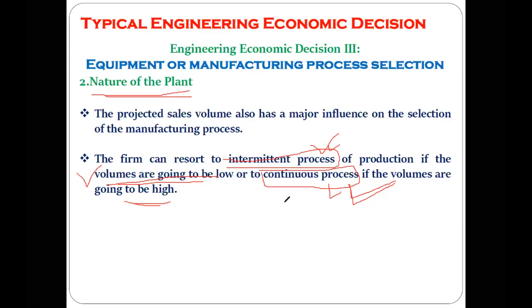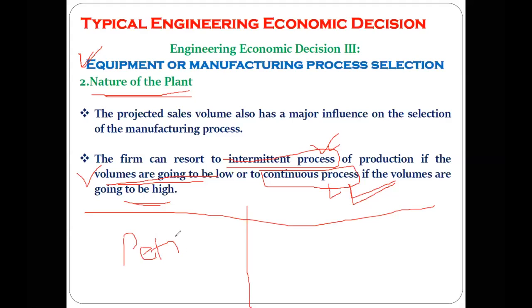So the engineers have to identify the nature of their plant, whether the nature of their plant is continuously running or whether it is intermittent. Accordingly, the choice of the equipment has to be done. To me, you can take the best example of this, related with petrol cars and diesel cars. All of you must be aware that nowadays diesel cars are also available and petrol cars are also available.